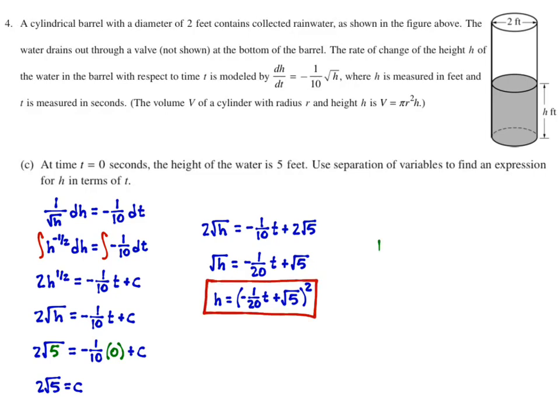Points on this guy, you're going to get 1 point for separating the variables. So this line right here, if you got to this line, you got 1 point. You're going to get 1 point for the antiderivative of both sides. So you have to have the antiderivative on both sides to get that point in this case. You're going to get 1 point for the plus c and finding c.